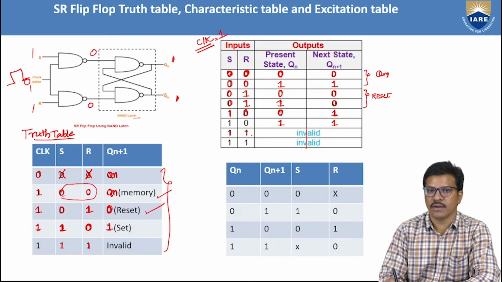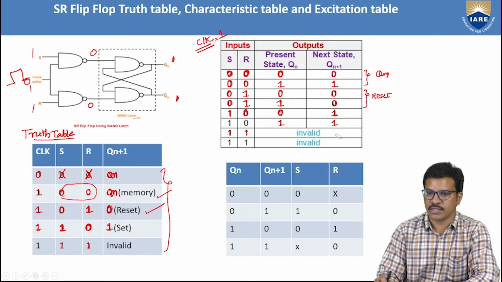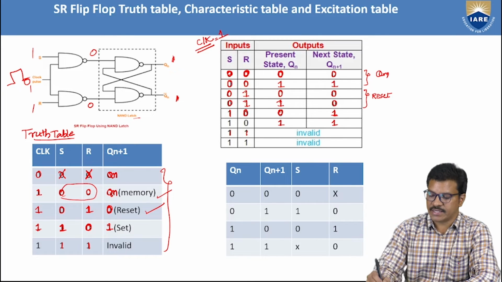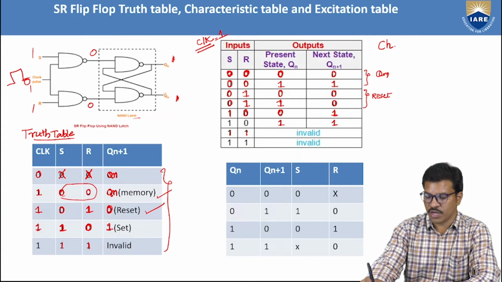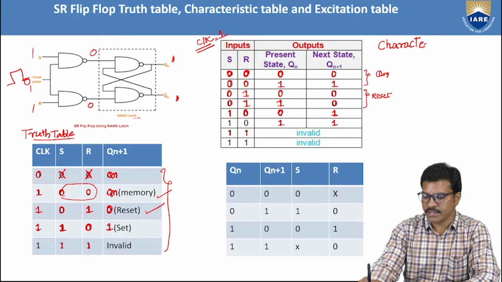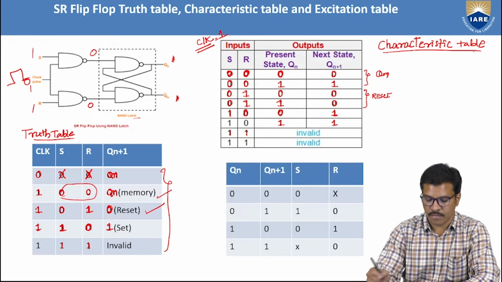And then if 1 1 is given, according to the truth table, whenever 1 1 is applied to the SR flip-flop, it is invalid. Whatever the present state, if it is present state 0, invalid. If it is 1, invalid. So we can consider these 2 rows as invalid. So this is the characteristic table. This characteristic table we can achieve from the truth table.